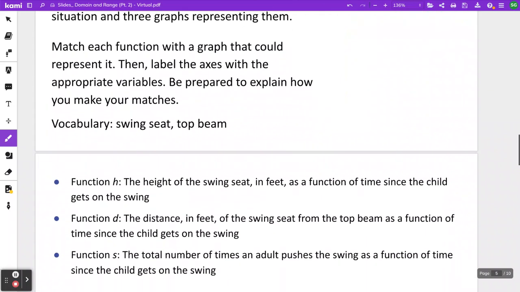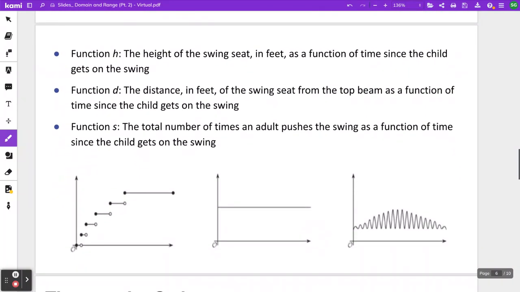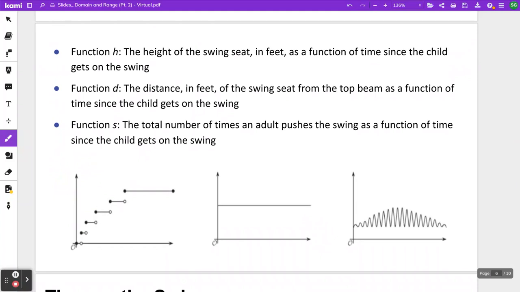And so the three descriptions we are looking at and the three graphs are right here. We have function h, function d, and function s. As I mentioned earlier, the first thing we're going to do is read through these three descriptions and match them up with the three graphs below. I'm going to have you go ahead, pause the video, and try this. This is review from previous lessons we've done on graphing, and so hopefully you're able to match these up okay. Come back to the video when you have an answer.